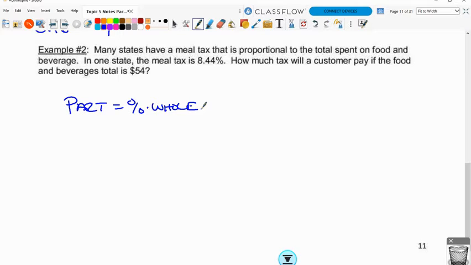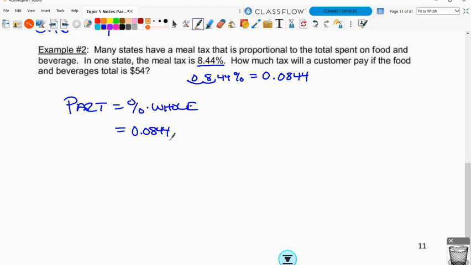And in this case, they've given us the percentage right here. The meal tax is 8 4400%. We have to first convert that into a decimal so that we can use it here in our equation. So 8 4400% equals, remember, you take that decimal point and you move it back once, twice to the left. So that's going to give you 0.844 or 844 10,000ths as your decimal. And that's the number that we're going to plug in here for the rate, 844 10,000ths.